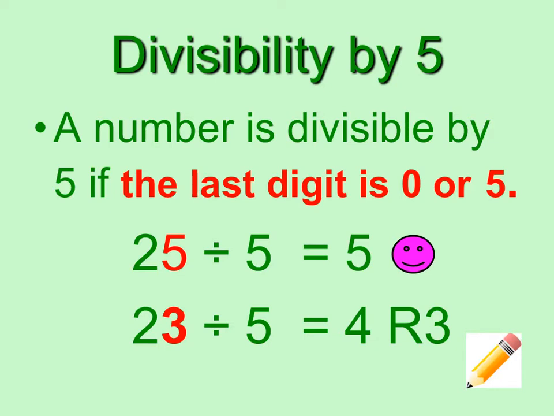Then let's take a look at these examples. 25. 25 ends in a 5, and it divides evenly by 5. 23 ends in a 3, not a 0 or a 5, so it is not divisible by 5. Don't forget to complete your notes before you move on. Pause the video if you need to.